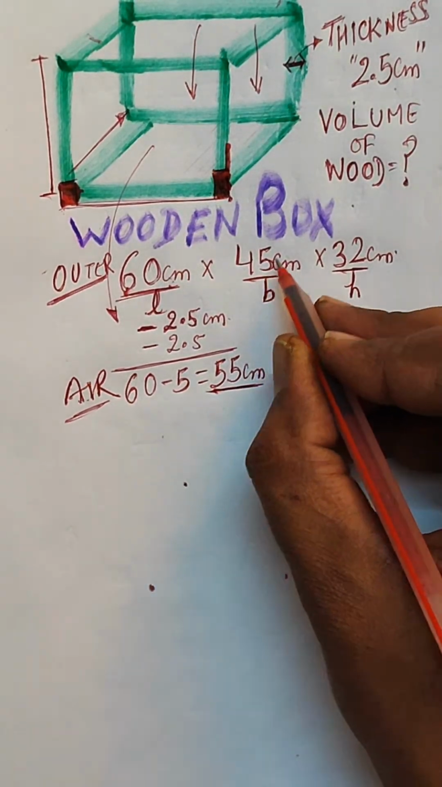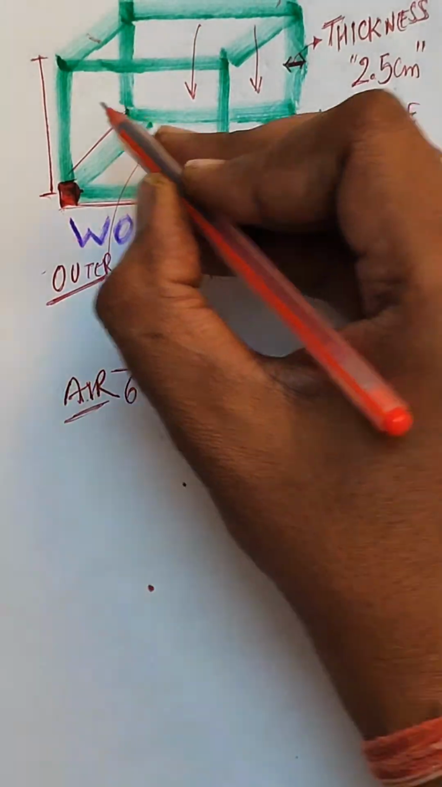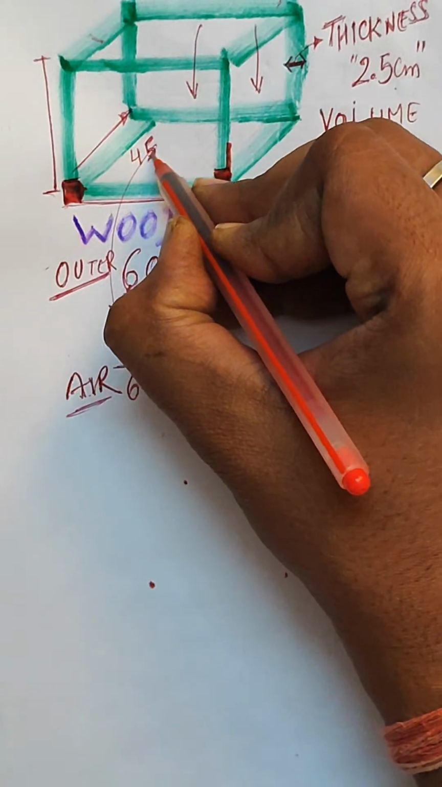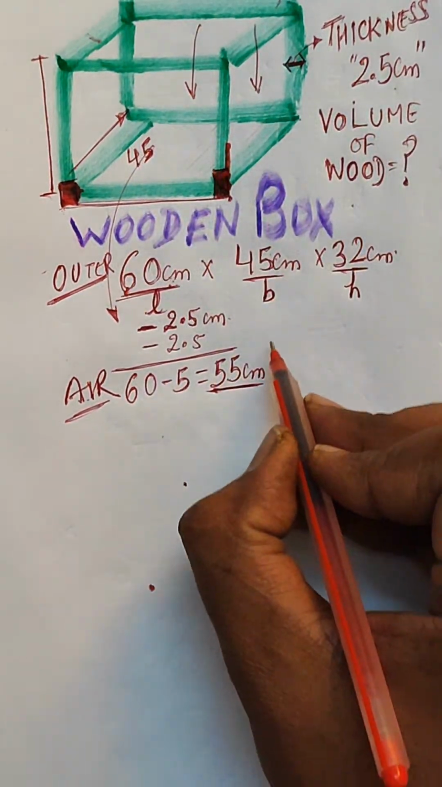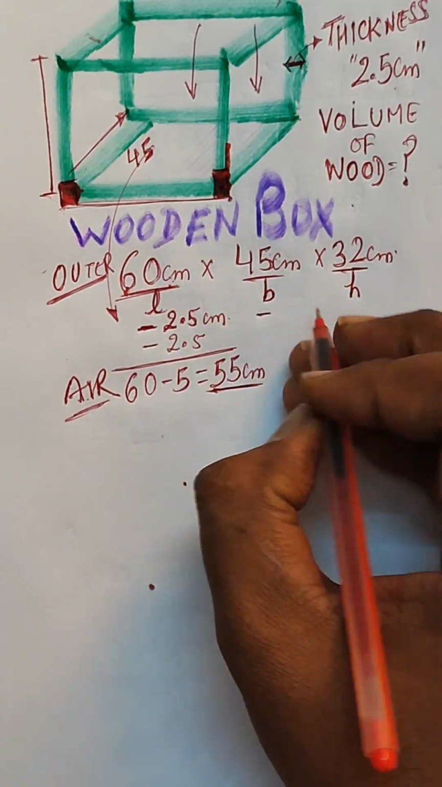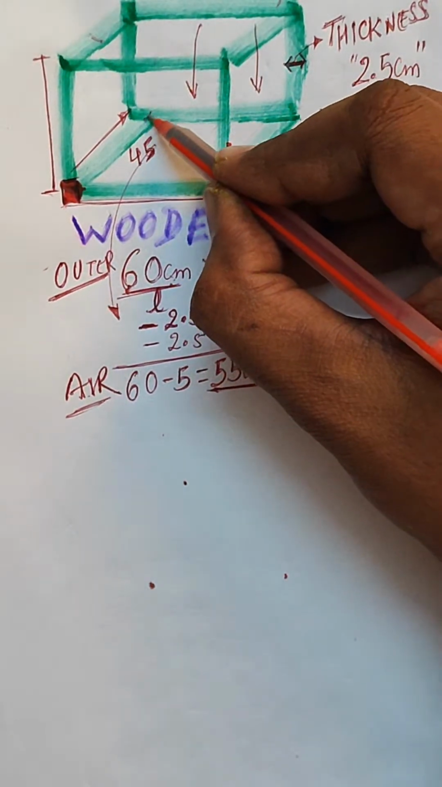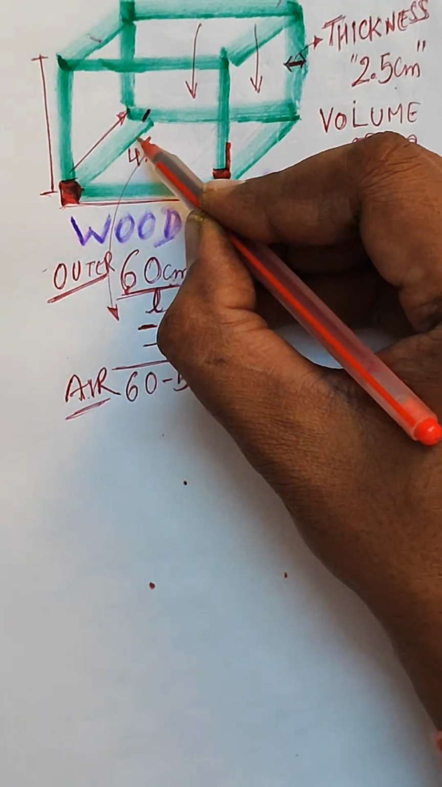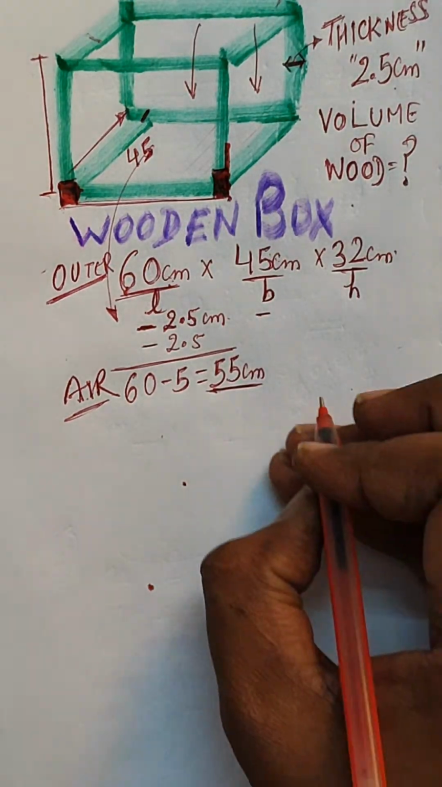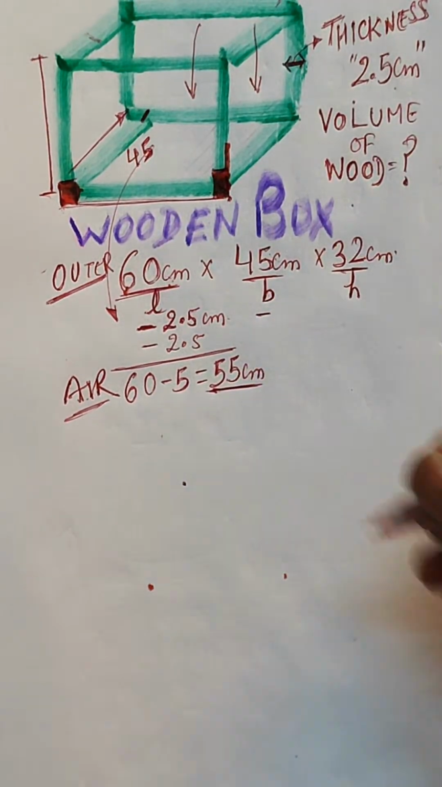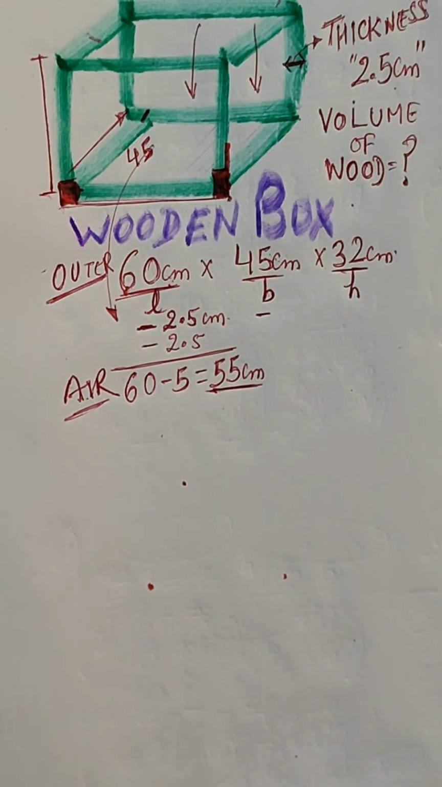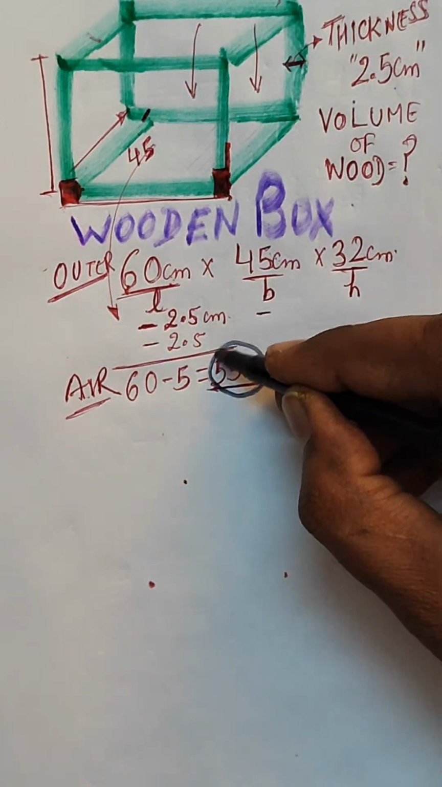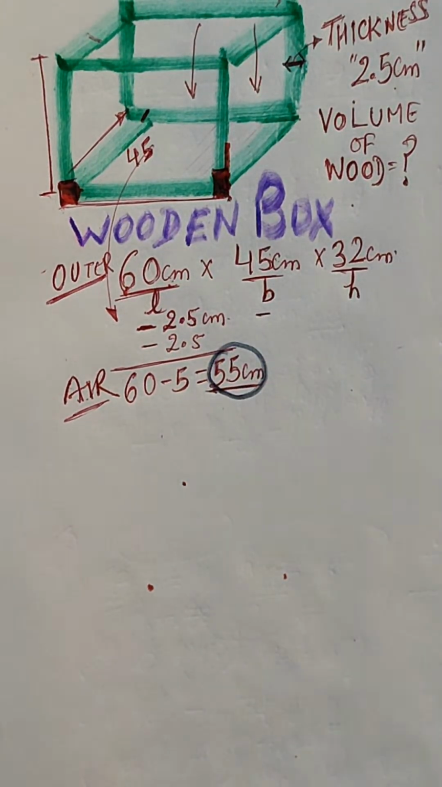Similarly, this 45 centimeter, the breadth, okay, the 45 centimeter which was the breadth, this will be subtracted again with here also 2.5 and here also 2.5. So 2 times 2.5 will be subtracted, right? So this will be, I'm just making a demarcation. This will be the new length for the air space, right?